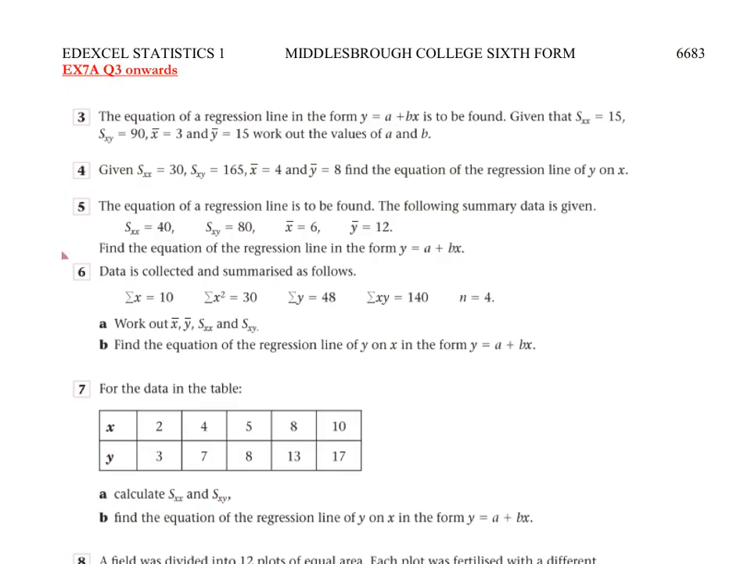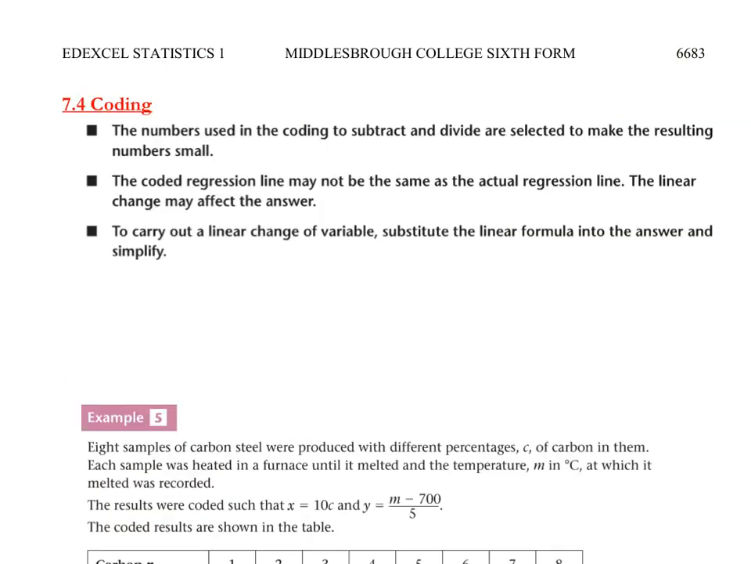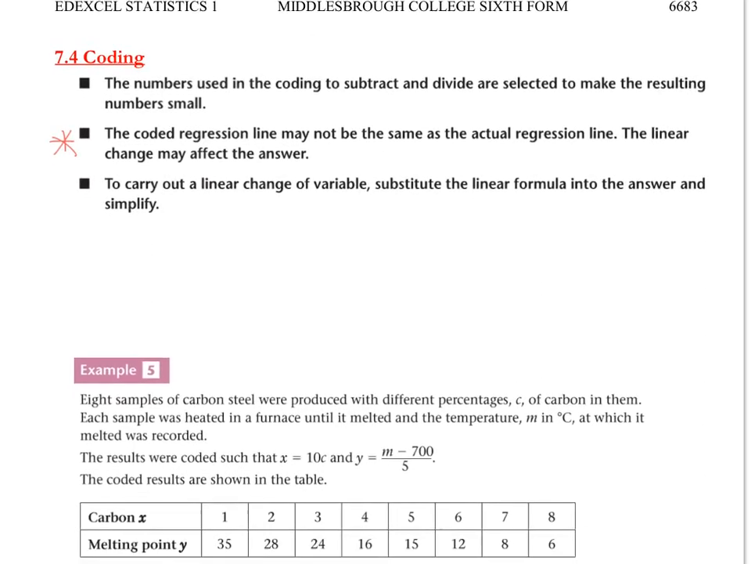The next part is about coding. Again, we use coding to make the numbers easier to work with or smaller. The coded regression line may not be the same as the actual regression line, and the linear change may affect the answer. So coding does actually affect the regression line. So what we need to do is change the variable and then simplify it and then decode it. So we'll do an example of this with example 5.